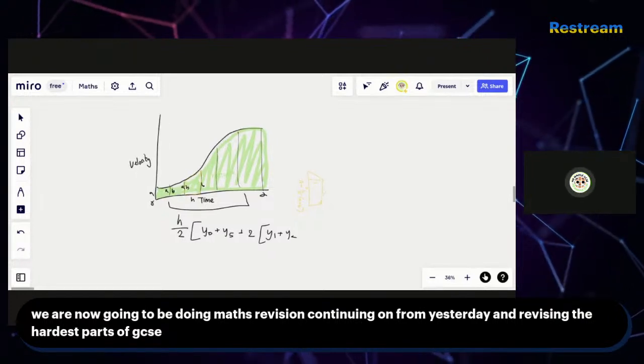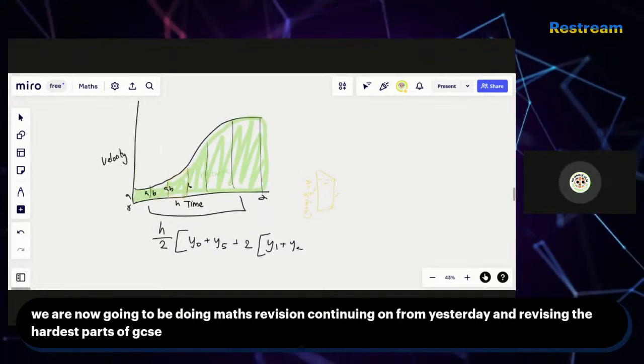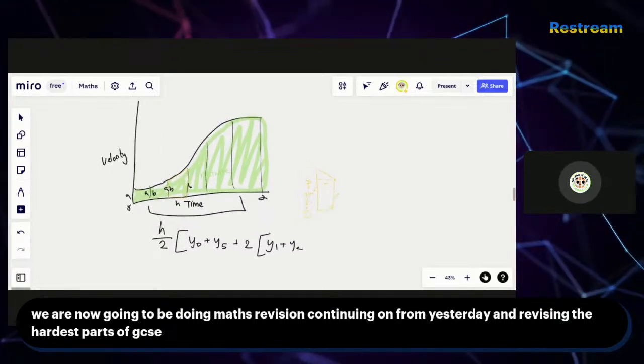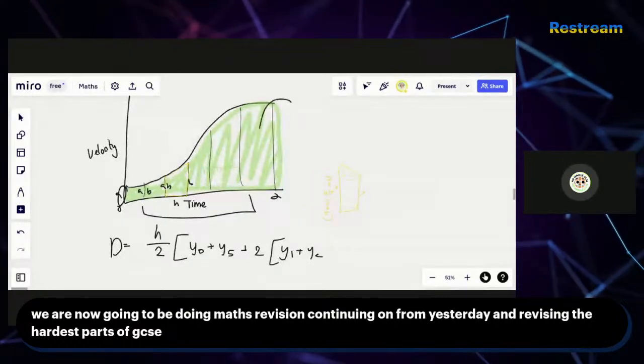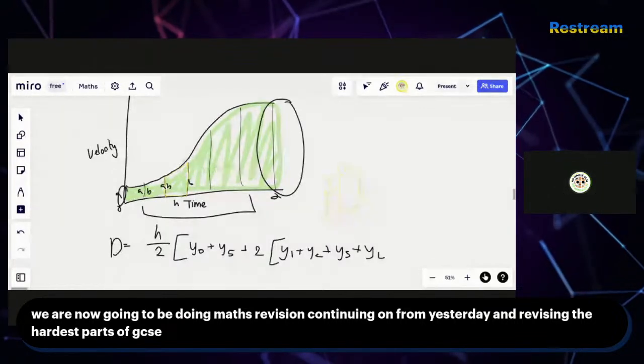Okay, so the height over 2 multiplied by the first coordinate plus the last coordinate, plus 2 times every coordinate in between, and that will be the distance.